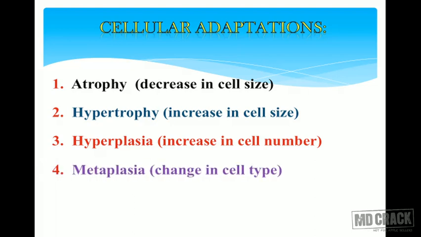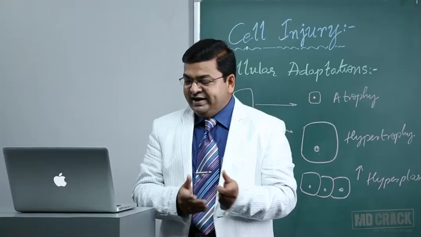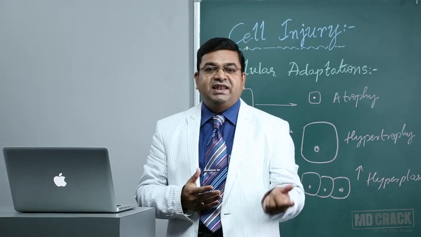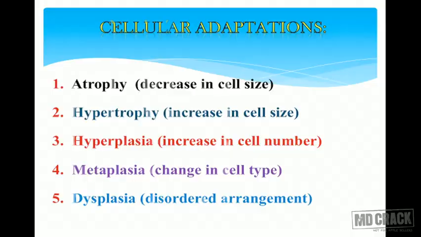Rarely there can be things like metaplasia, where one adult epithelium is totally converted into another adult epithelium. So this change in the cell type is called metaplasia. Then one more, a pre-neoplastic condition, is called dysplasia, which is disordered arrangement of cells. So let us see the classical physiological and pathological examples of each one of these entities.